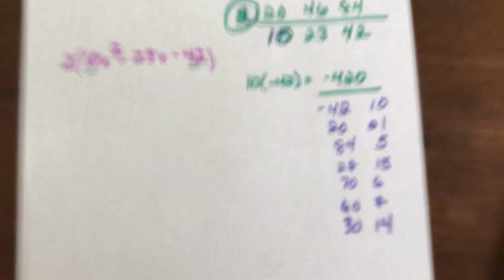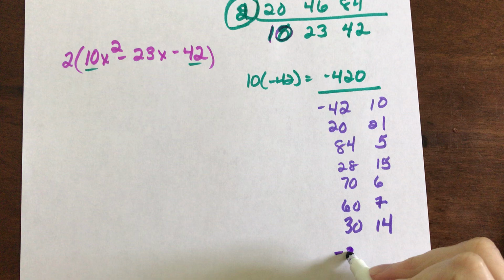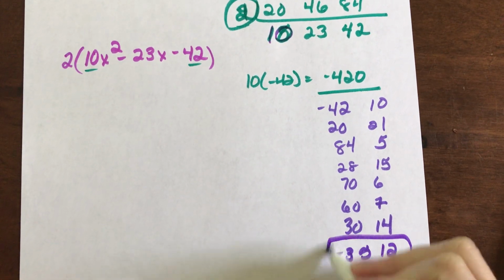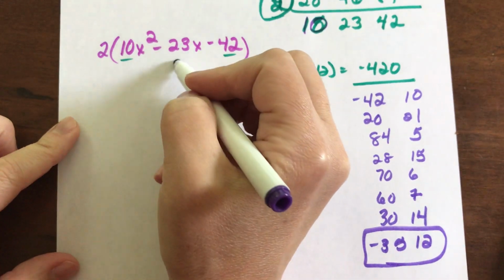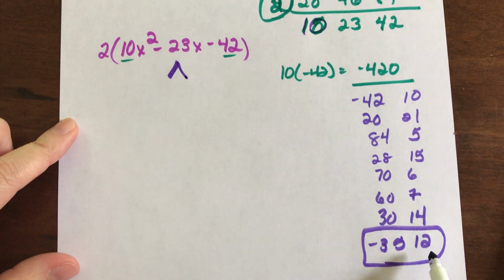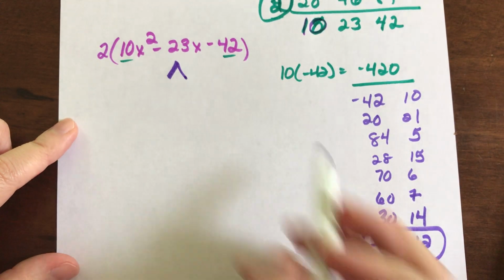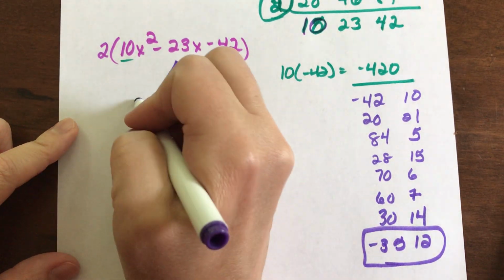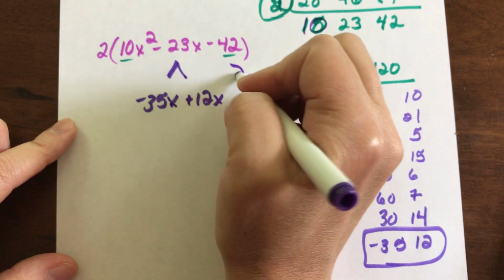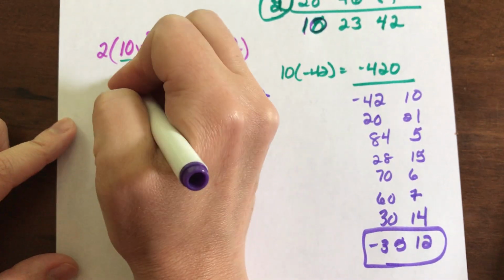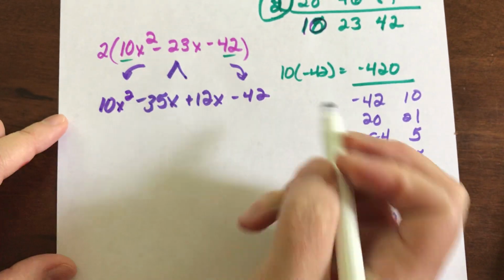Ha ha ha! I'm back. All right, I cheated. It's negative 35 and 12. Again, this is going to be the most tedious part. All right, so I am going to pair the 12 with the 42 and the negative 35 with the 10. So I'm going to have negative 35x plus 12x. I'm going to bring down the minus 42. I'm going to bring down the 10x squared.